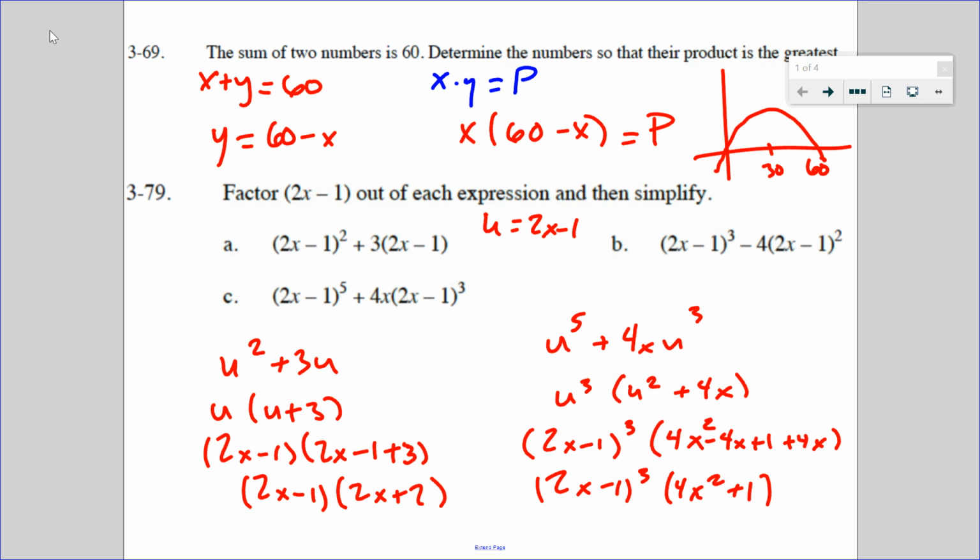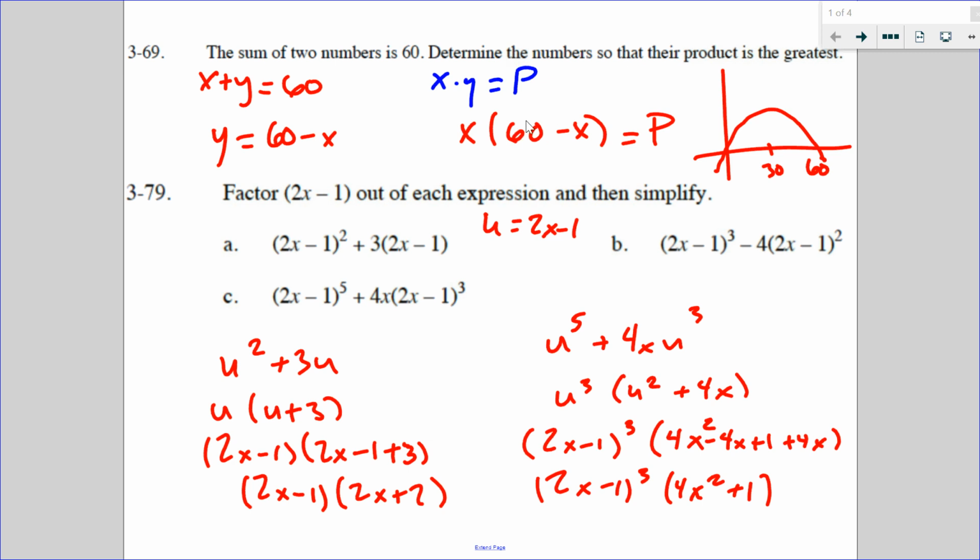One was 3-69 about the sum of two numbers is 60, and it says determine the numbers so that their product is the greatest. So anytime we have two situations, it's getting two variables, and we want to get it into one. So for example, x plus y equals 60, and then we have the product. So x times y equals the product. Well, I can make y in terms of x just from this equation here, like y is 60 minus x. So if I multiply those two together, I get a function that's in terms of x.